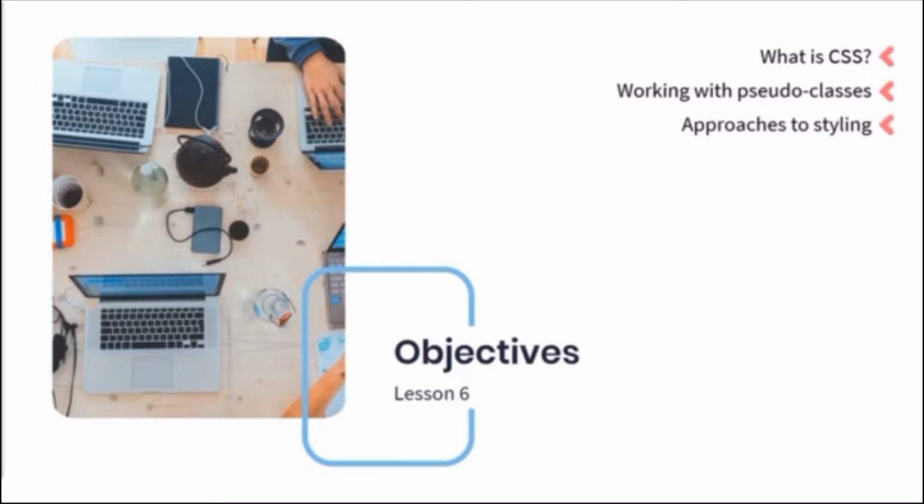Okay, and then we'll also have a look at approaches to styling. Now, there are 3 different approaches to styling when it comes to CSS, and we will have a look at all 3 of them, but keep in mind there's only one that we will use moving forward. So the idea is to show you all the bad practices and the best practice in terms of how we style. Okay, and then lastly, we'll be working with fonts, which is going to be very, very basic.